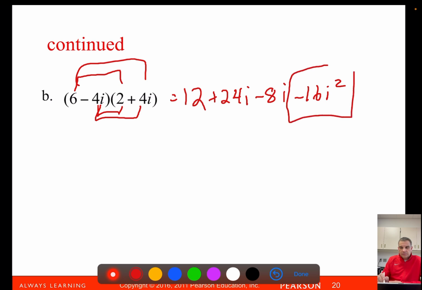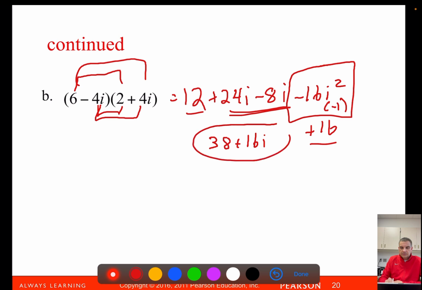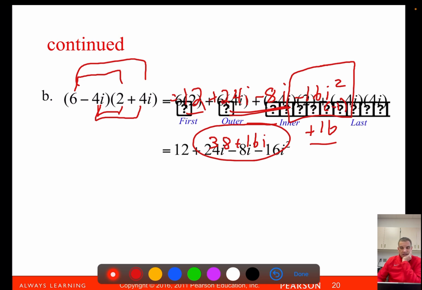Now, remember i squared is negative 1. So this really becomes plus 16. So we've got 12 plus 16 is 38. 24i minus 8i is 16i. There's your solution. FOIL: first, outside, inside, last. Remember that i squared is equal to negative 1, and then changing that how you need to change it.